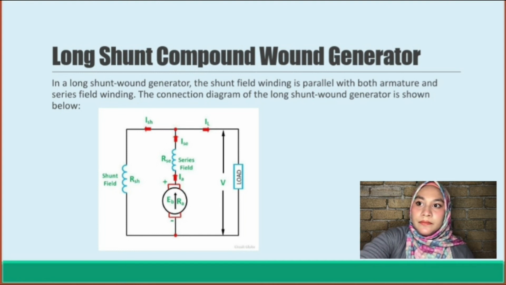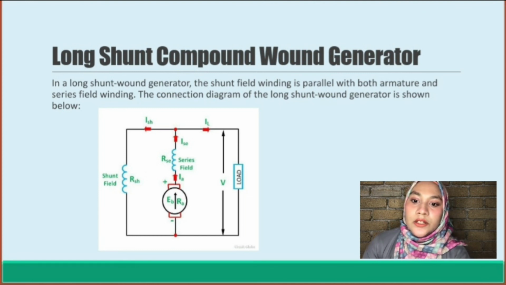Long shunt compound wound generator. In a long shunt wound generator, the shunt field winding is parallel with both the armature and series field winding. The connection diagram of the long shunt wound generator is shown below.